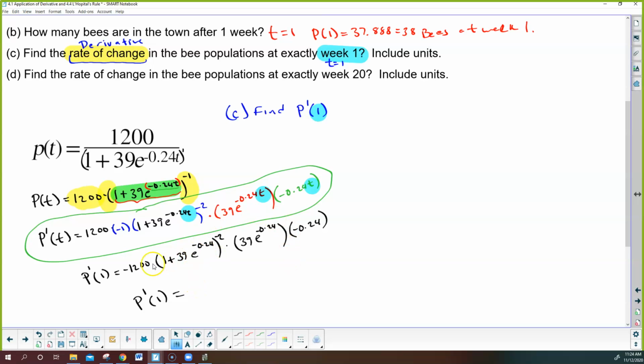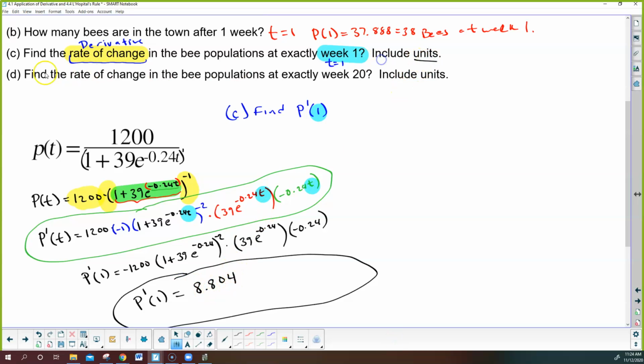So when I typed in all of this into my calculator, hopefully I typed it in right. I didn't actually double check it. But what did I get? I got 8.804. Now, we're going to actually skip part D just because of the time here, but what does that mean?